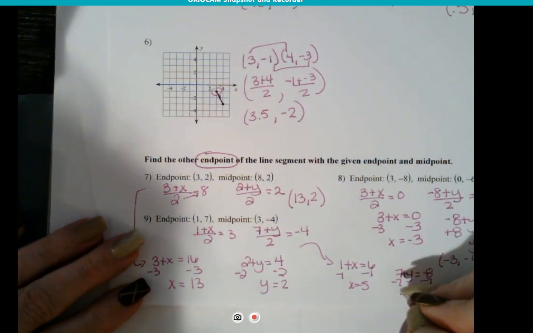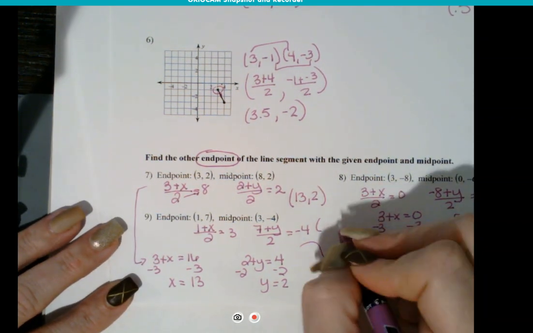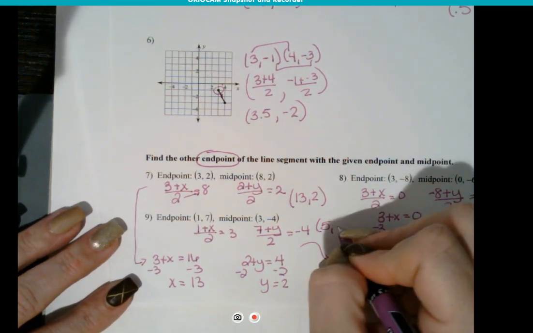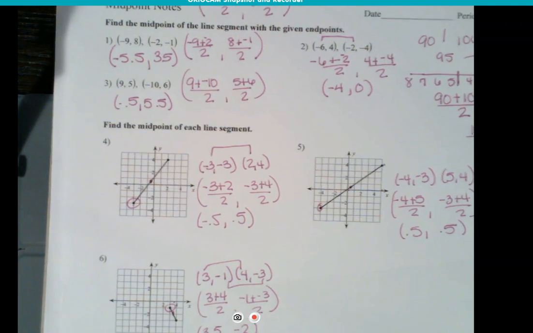All right. Oh, I forgot. See, it's got to be a y there. All right. So when I write my answer, it's going to be 5, -15. And that's all the ways I'm going to ask you, things I'm going to ask you about midpoint. Okay. All right.